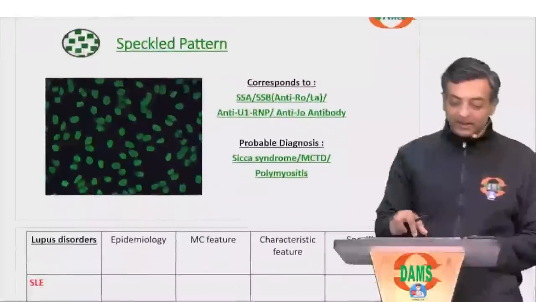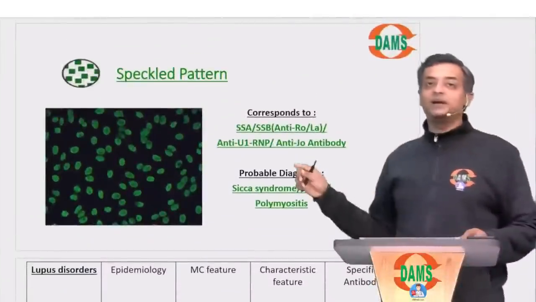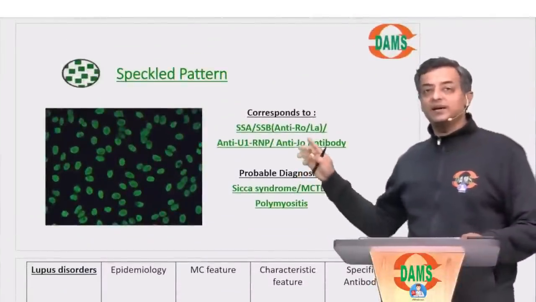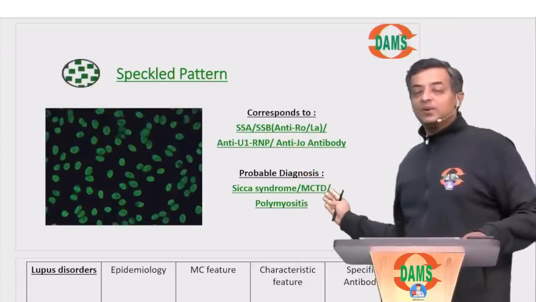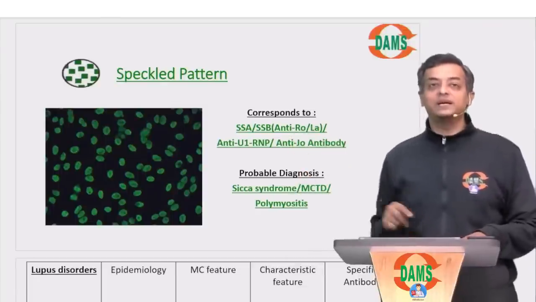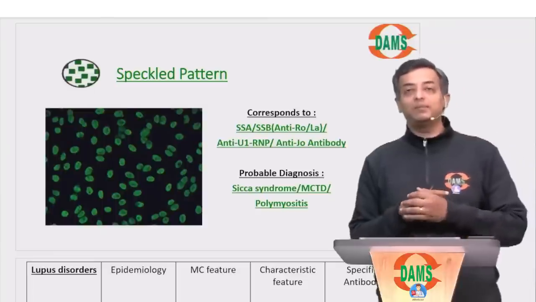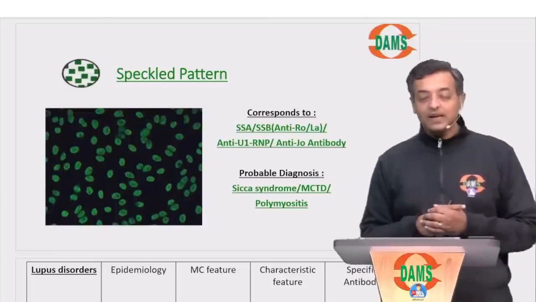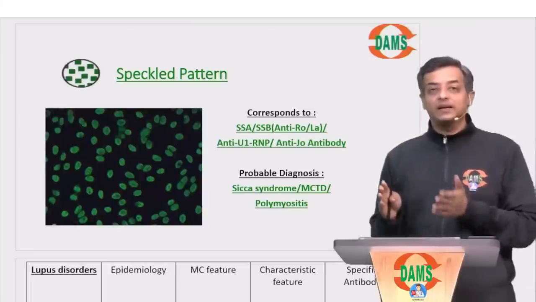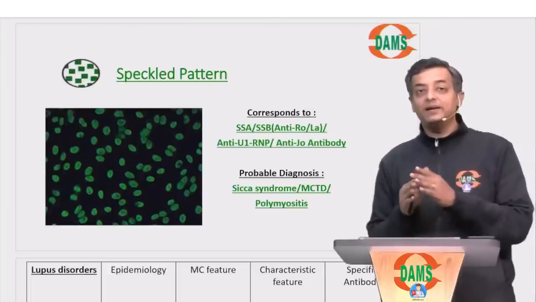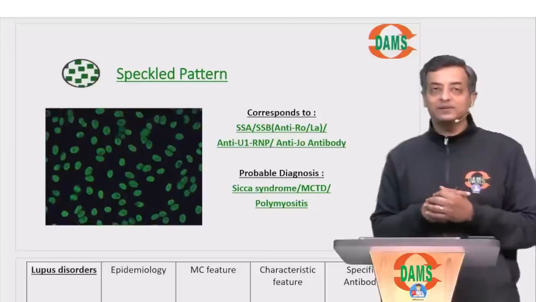And the speckled pattern can be associated with multiple antibodies. Sicca syndrome, overlap syndrome, and myositis can also be present. So, remember, ANA is common, not specific. The immunofluorescence pattern can guide you towards the diagnosis.